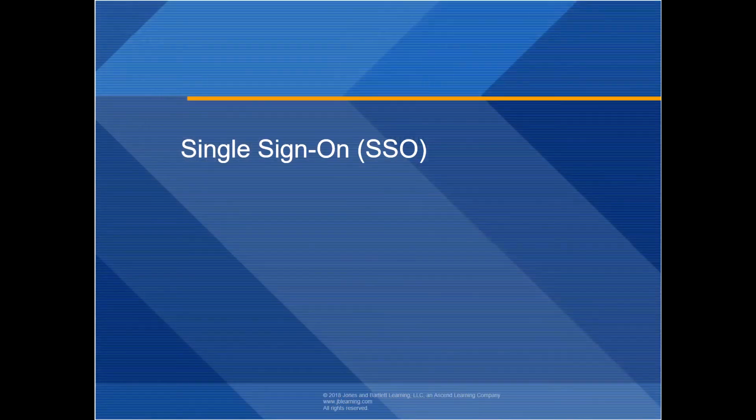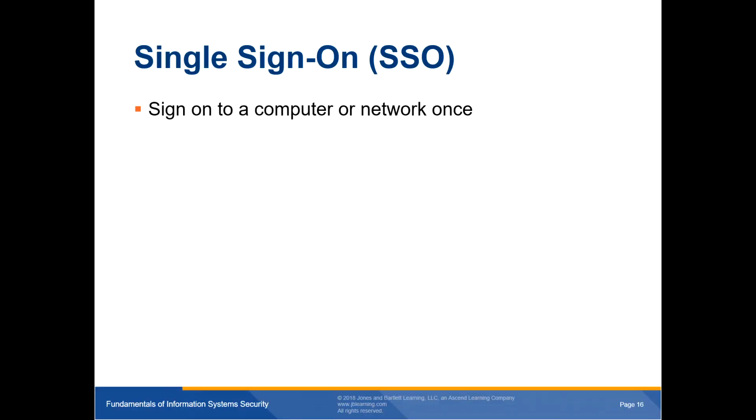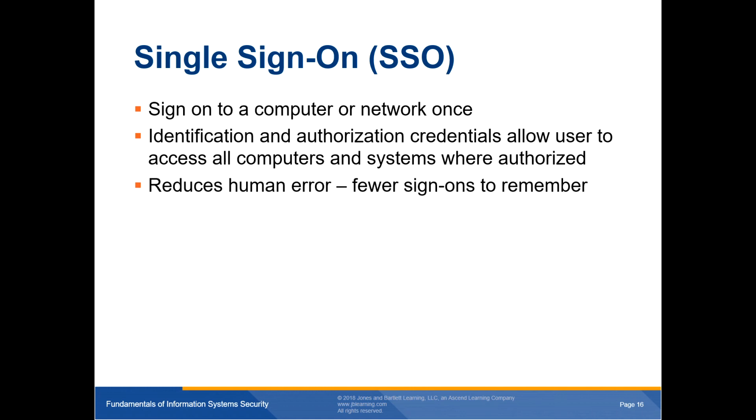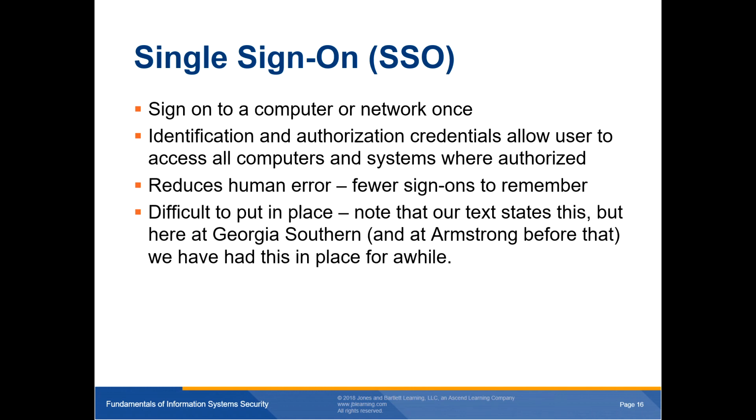Now we're going to discuss single sign-on, or SSO, and we have a whole section on this. Sign on to a computer network once. Identification and authorization credentials allow the user to access all computers and systems where authorized. It reduces human error, with fewer sign-ons to remember. It's difficult to put into place, but even though our text states this, here at Georgia Southern we use it, and at Armstrong even before that we have had this in place for quite some time, if you consider that we used SSO at Armstrong before we ever used it when we were consolidated as Georgia Southern.